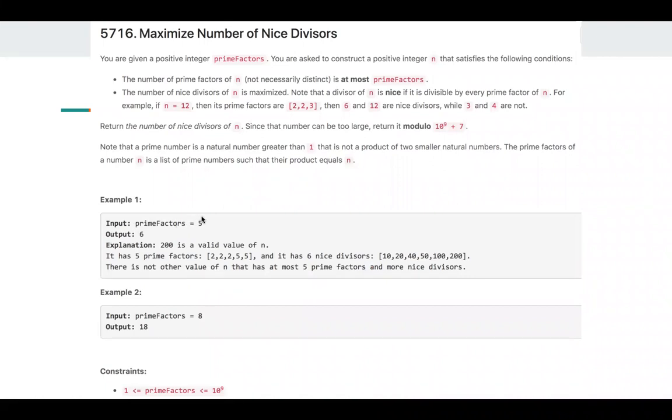Prime factors is 5. That means we can have 5 prime factors, for example, 2, 2, 5, 5. Then there are 6 nice divisors. Why are there 6? We need to pick at least one of the 2s, and at least one of the 5s. There are 3 ways to pick 2: we can pick 1 two, 2 twos, or 3 twos, and 2 ways to pick 5: 1 five or 2 fives. So the final combination is 3 multiplied by 2.